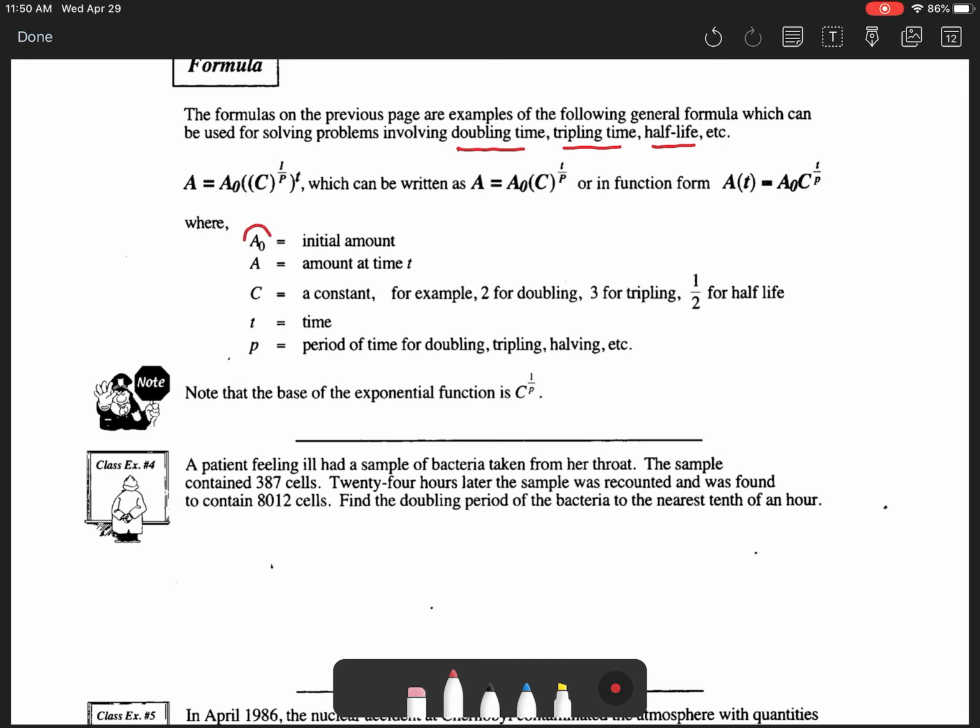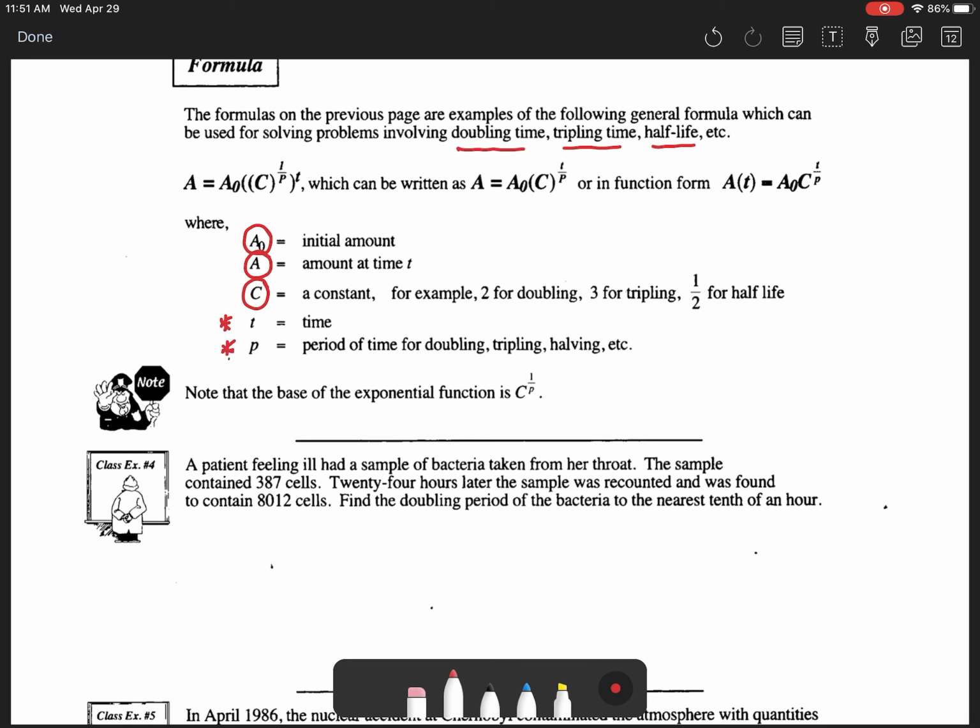Okay, again, they tell you that a naught or a subscript 0 is your initial amount, a is your final amount, c is basically your b value. Okay, so 2 for doubling, 3 for tripling, half for half-life. Now, these two are the new ones, T and P.